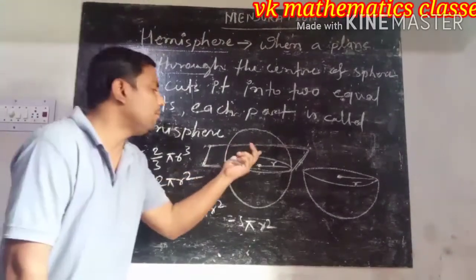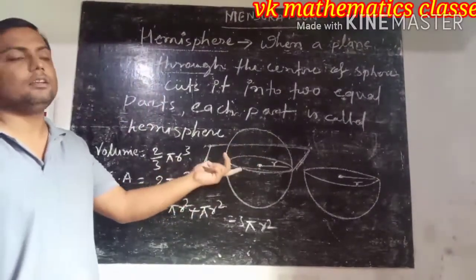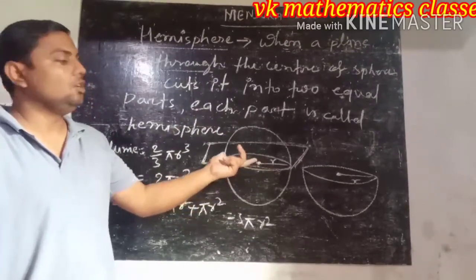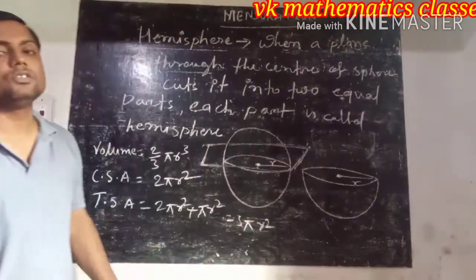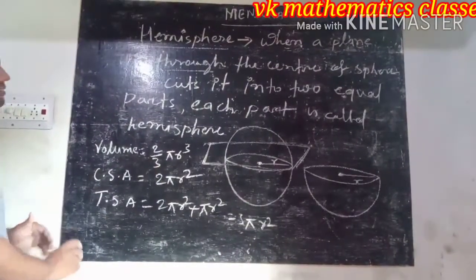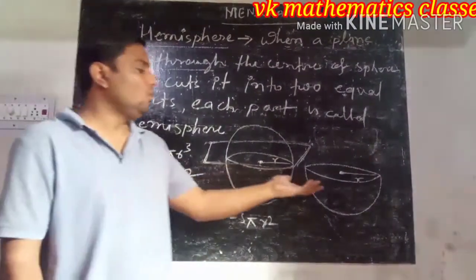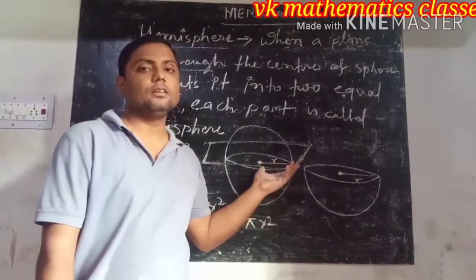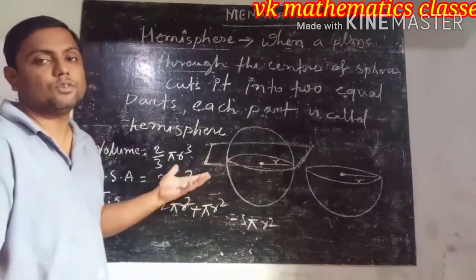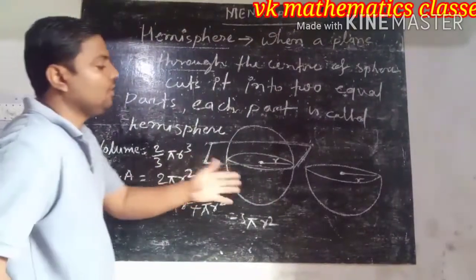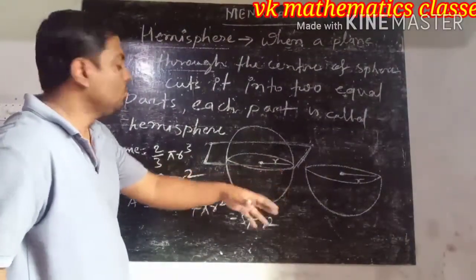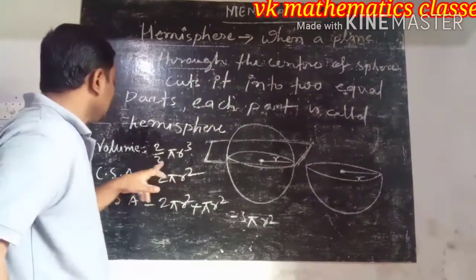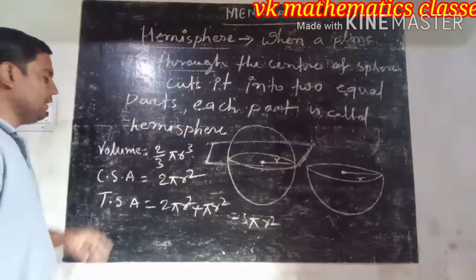The definition: when a plane cuts the sphere through the center into two equal parts, each part is known as a hemisphere. Obviously, the volume of the hemisphere is half of the sphere. The volume of a sphere is 4/3 pi r cube, divided by 2, which is 2/3 pi r cube. This is the volume of the hemisphere.